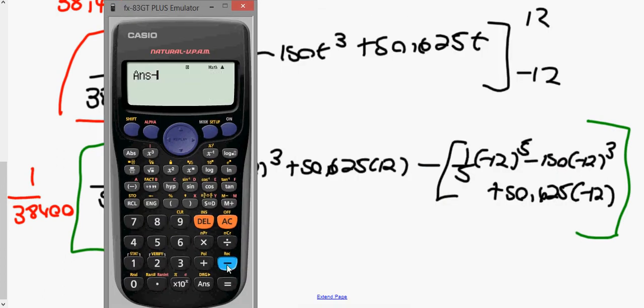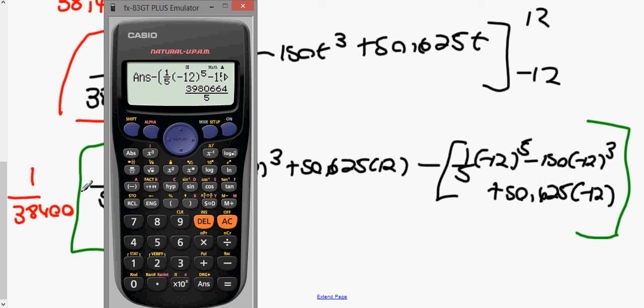Now we're going to take away the other part, which is in the brackets: a fifth, 1 over 5 times minus 12 to the power 5, minus 150 times minus 12 to the power 3, and finally plus 50,625 multiplied by minus 12. Okay, press the equal sign there, and we can now see it's this number here.